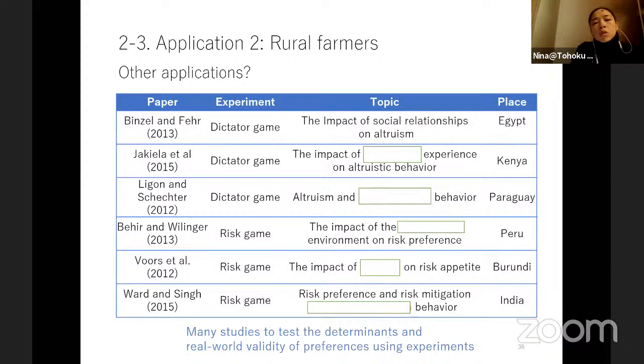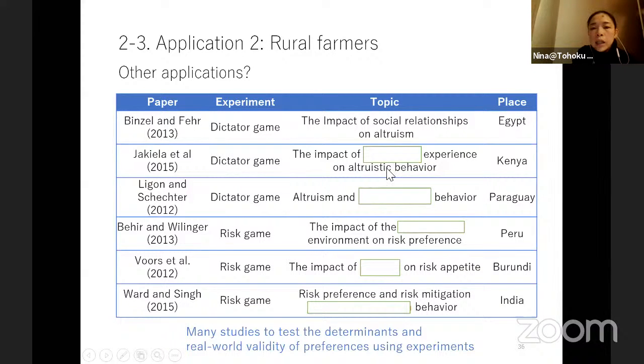So, almost the end of my talk. Here are 3 examples of Dictator game and 3 examples of Risk game, already published papers. For example, this one is conducted in Egypt. The impact of social relationships on altruism. So if they have cross social relationships, then the degree of altruism is high. So this is a similar study to the one I showed in the Indonesian case.